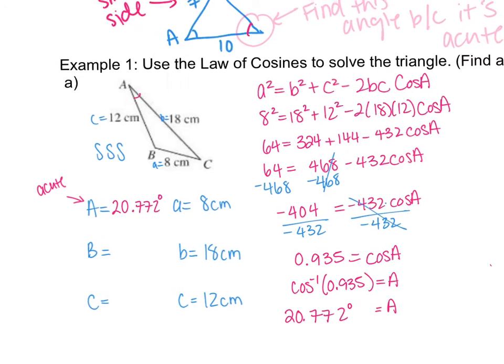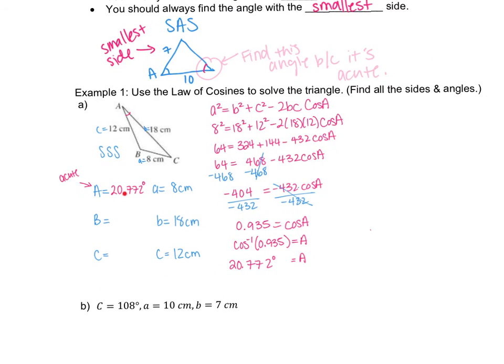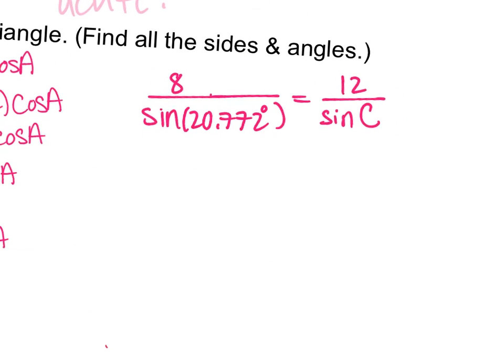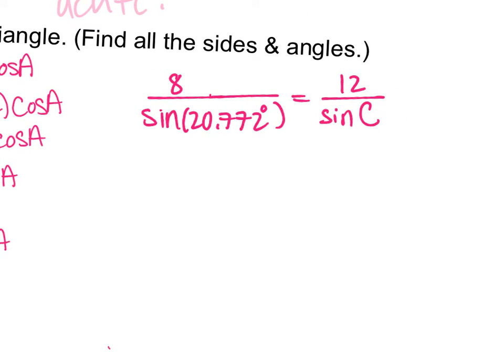So if I were to set up that ratio, I already have A. So I can say that using law of sines, this is 8 over sine of 20.772 degrees is equal to C, which is 12 centimeters over sine of C, which I don't know the angle of, but I'll find out. So I'm using law of sines now because I already have one of the angles, so I can definitely use law of sines.